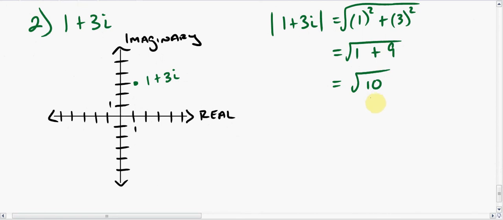Square root of 10 can't be simplified, right? If we tried to do our factor tree, we'd get down to 2 and 5, and then we'd have 1 and 5 and 1 and 5, and this would just go forever. So we don't have any nice pairs, so we know that 10 can't be simplified. So our final answer is the square root of 10. So the absolute value of the complex number 1 plus 3i is the square root of 10.